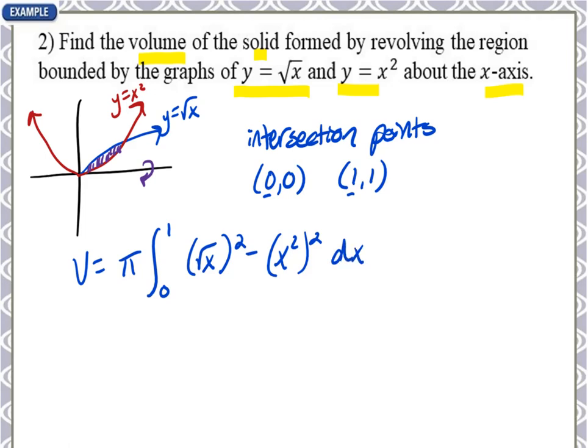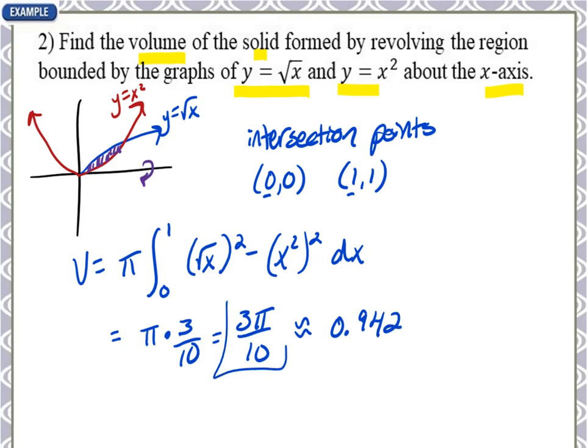And so when you work that out in your calculator, if you just do the integral bit, you're going to have pi times 3 over 10, which is 3 pi over 10, which is about 0.942. So I would accept either one of these things, like 3 pi over 10 or 0.942.